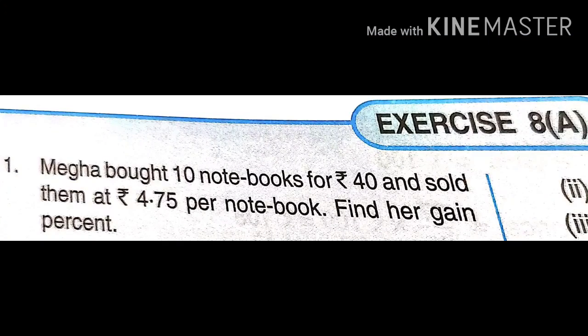Question number 1. Megha bought 10 notebooks. Bought means cost price. 10 notebooks means 10 copies for rupees 40, means cost price of 10 copies is 40 rupees, and sold them at 4.75 rupees per notebook. One notebook, she is selling at 4 rupees 75 paise. So in this case what is her gain or what is her gain percentage?